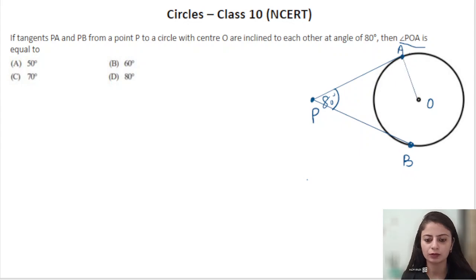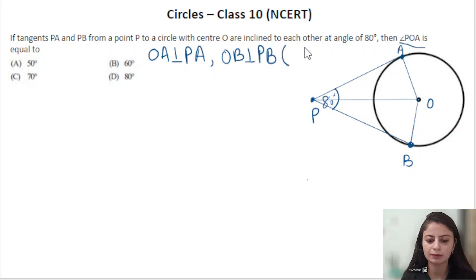So let's first join OA and OB. Also we will join OP. Okay. Now we know the theorem that the tangent at any point of a circle is perpendicular to the radius through the point of contact. This means OA is perpendicular to PA and OB is perpendicular to PB.